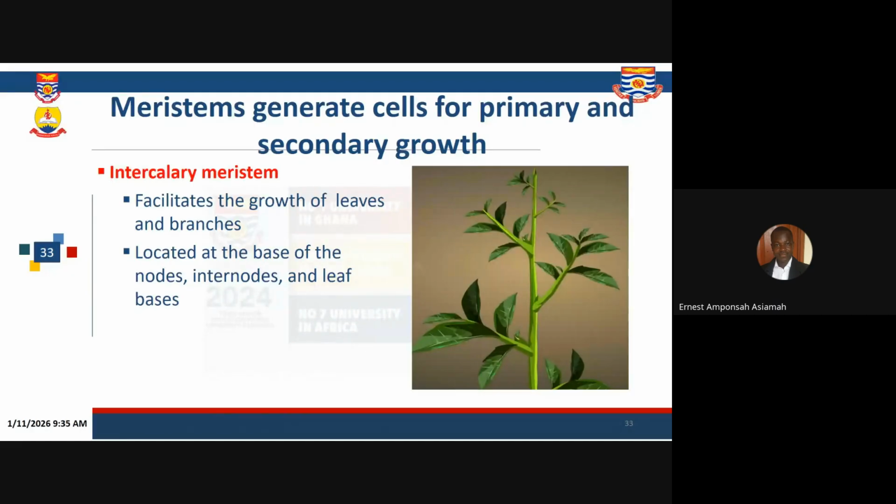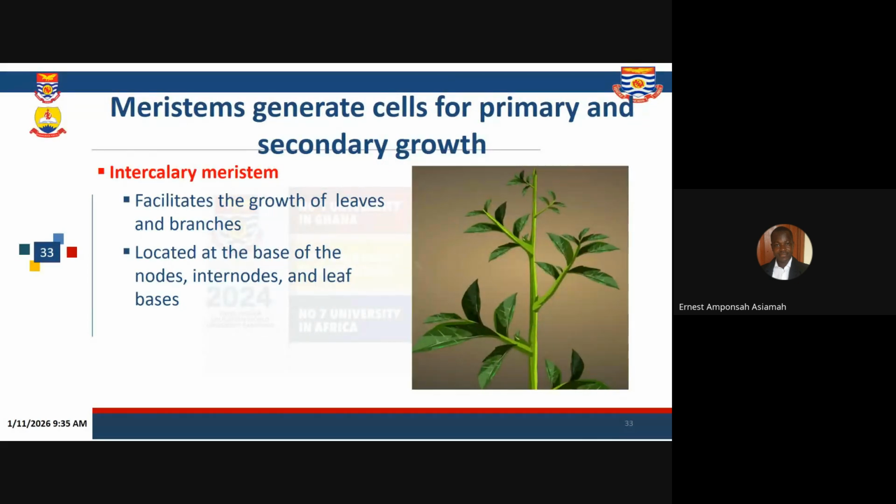When it comes to the primary growth, we are looking at the apical meristem. When we come to the secondary growth, we are interested in the lateral meristem. Then the branches and the leaves also have to grow, and the intercalary meristems account for that. So these are the various cells and also the tissues which are present in the plants.